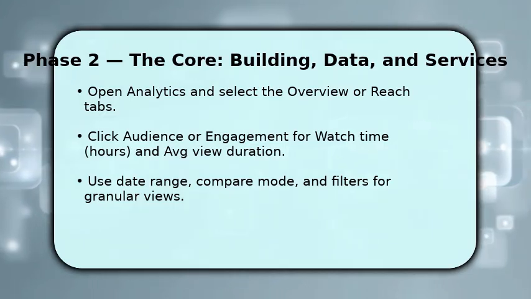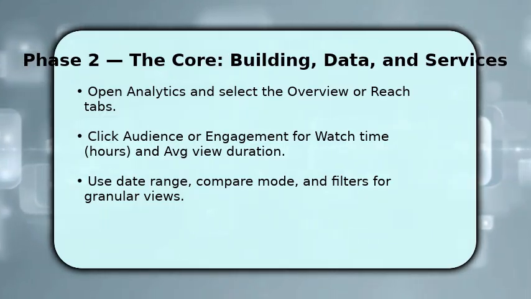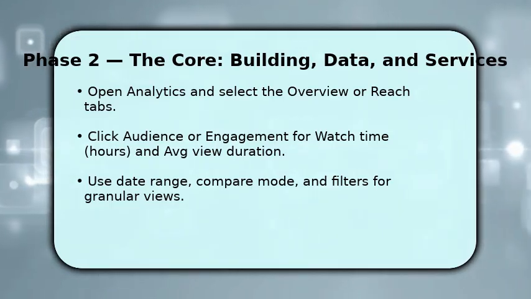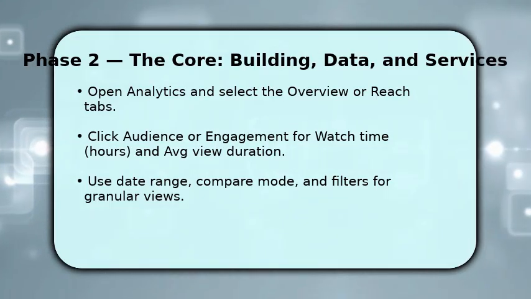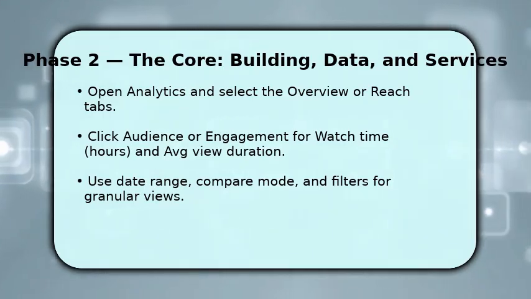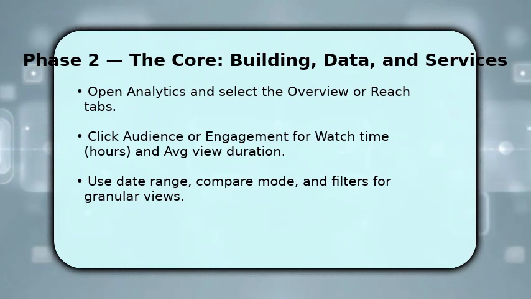Use the date picker to focus on last 28 days, 90 days, or a custom range. Then apply filters, playback location, traffic source, or video to isolate where watch time comes from. These steps let you see not just numbers, but what drives them.